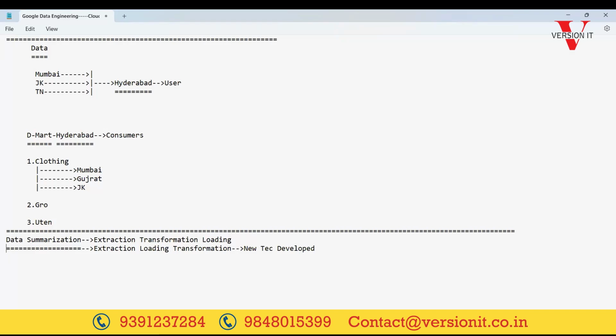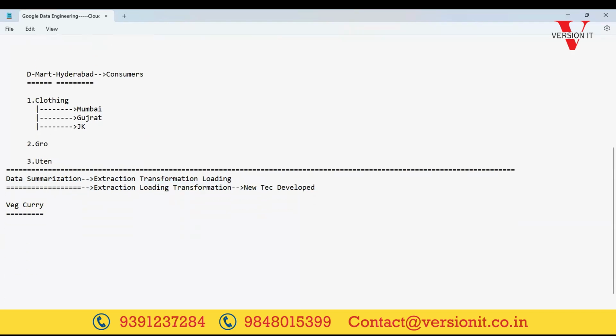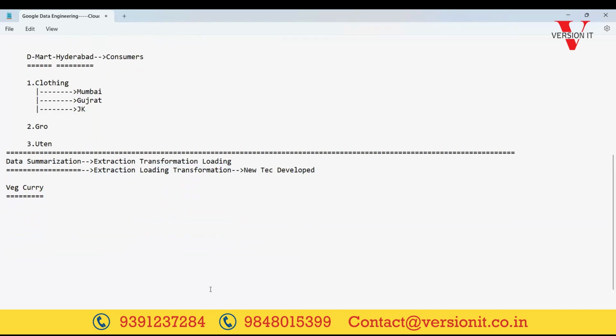What is this actually? Data summarization, how does it work? What is the purpose of this? Let's try to understand with a simple example. Today you want to prepare a veg curry. Tell me, everyone, to prepare the veg curry, what are the things you need?